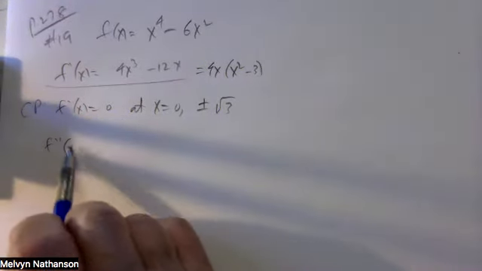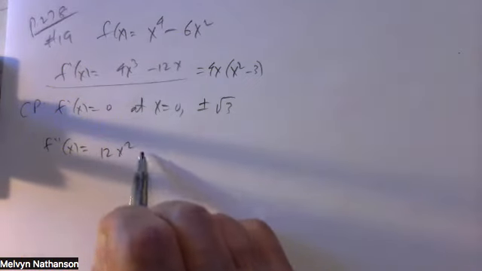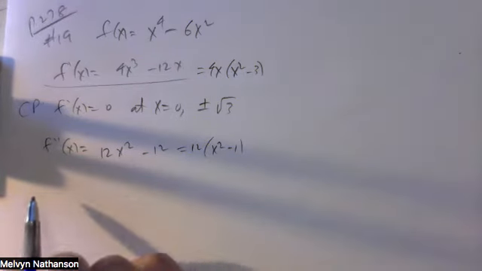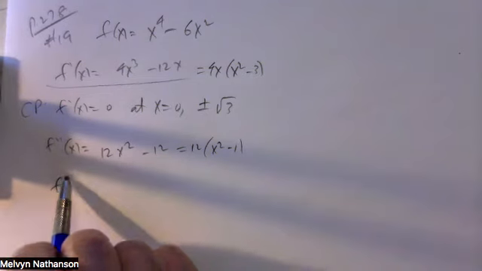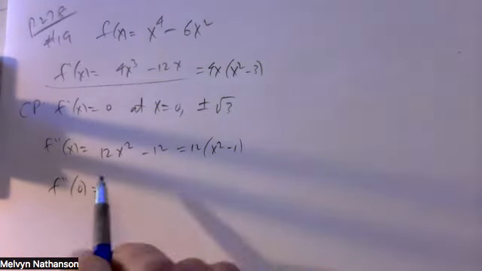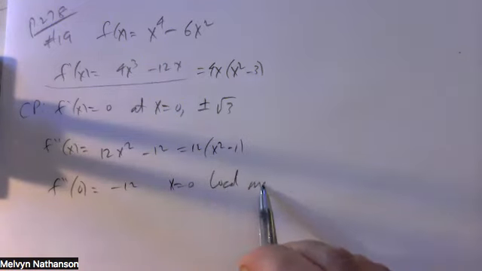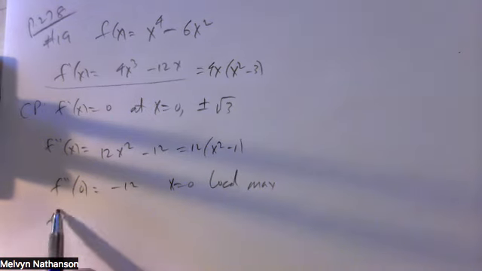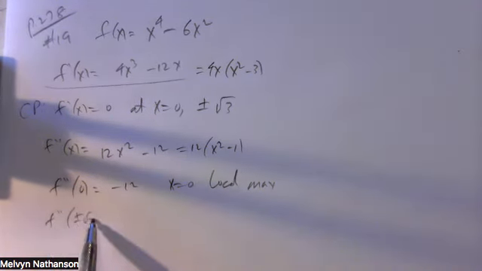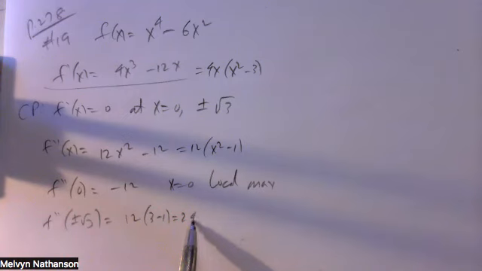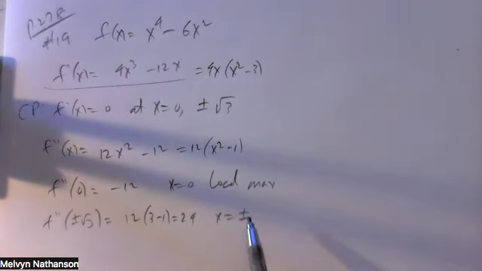What's the second derivative? It's equal to 12x squared minus 12, or 12 times x squared minus 1. So the second derivative at 0 is minus 12. So x equals 0, by the second derivative test, is a local max. The second derivative at plus or minus root 3 is equal to 12 times 3 minus 1, or 24. So we have 2 local minima, at plus or minus the square root of 3. These are local minima.